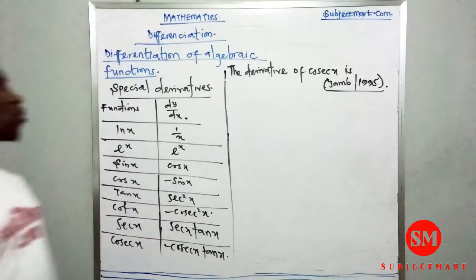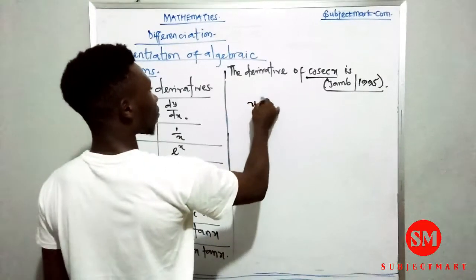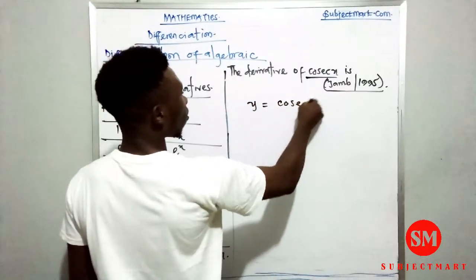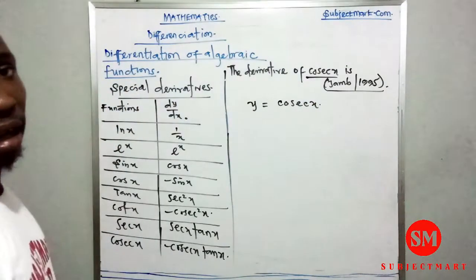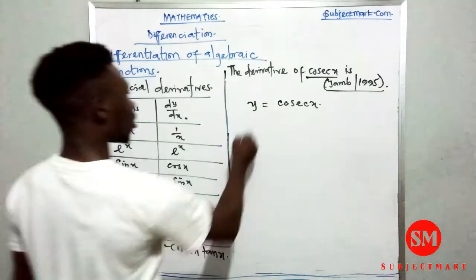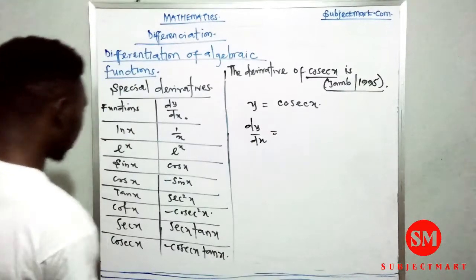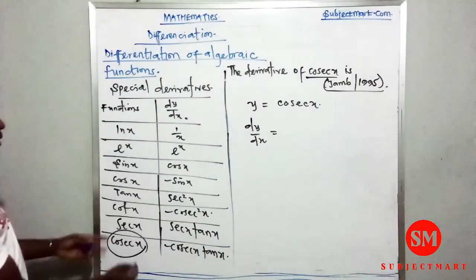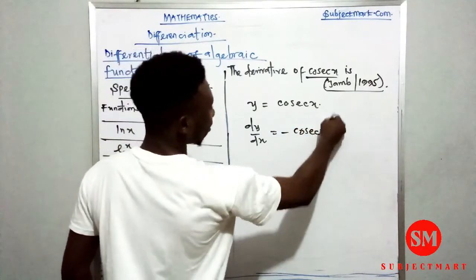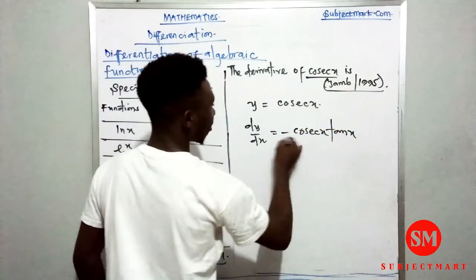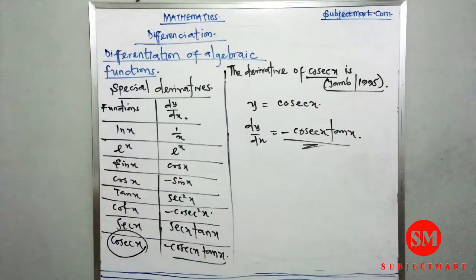So if you differentiate cot x, you get minus cosec square. Now look at this question from JAM 1995. The question said find the derivative of cosec x. So with this, dy/dx of cosec x. Now if you have cosec here and I differentiate it, what would I get? I'll get minus cosec x cot x. And this is the derivative of cosec x.